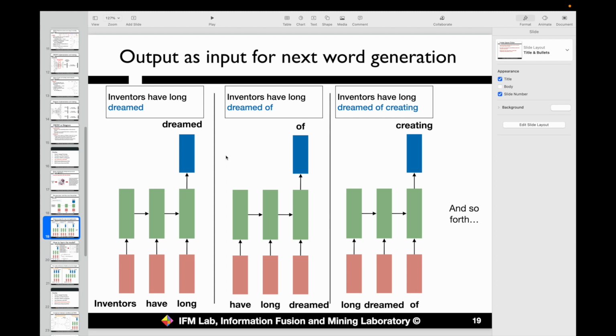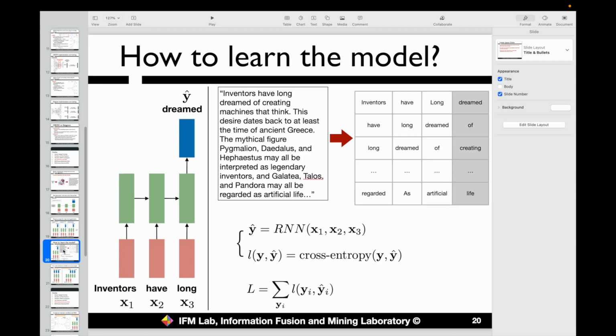So this is the generation process, and we can shift the inputs slightly according to the prediction results. We can do this prediction step by step, and also feed the prediction in the previous step as the input for the following steps. Then you may also wonder, how can we learn this model? Given the inputs as well as the prediction results compared with the ground truth, we can define the corresponding loss function, right? So this is the way we can understand this model.